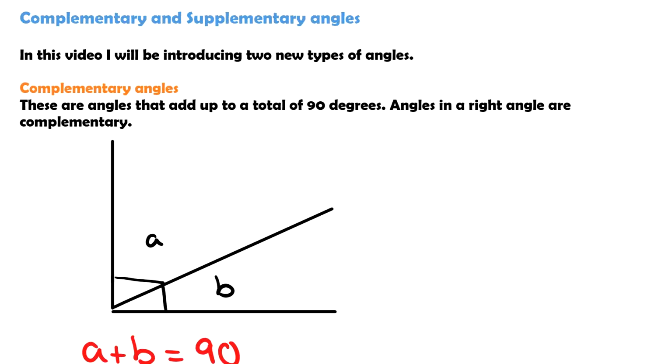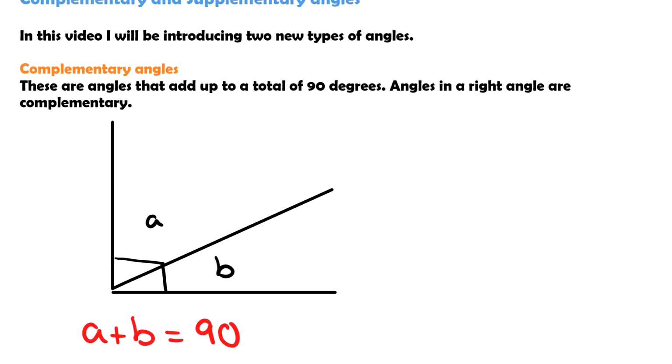So if you look in that diagram below, I've split it in two. We have one angle that is A, and then we have another angle down here that's B. Now, A and B, when you add them together, add up to 90 because we have our little box here that indicates 90. So A and B are what we call complementary angles.